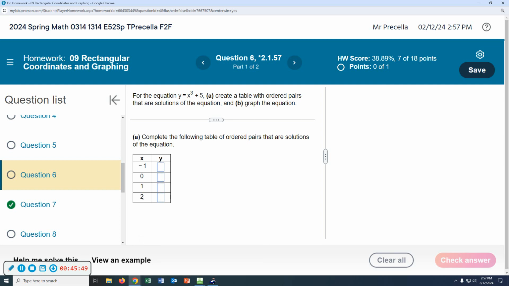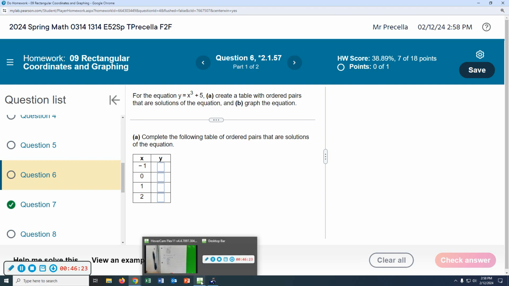So we're back to number 6 now. We want to graph y equals x cubed plus 5. Write down your table. I'm going to write my table. Well, here at least they give you the x's to plug in. That's good. I like for them to tell us what numbers to plug in: -1, 0, 1, 2.